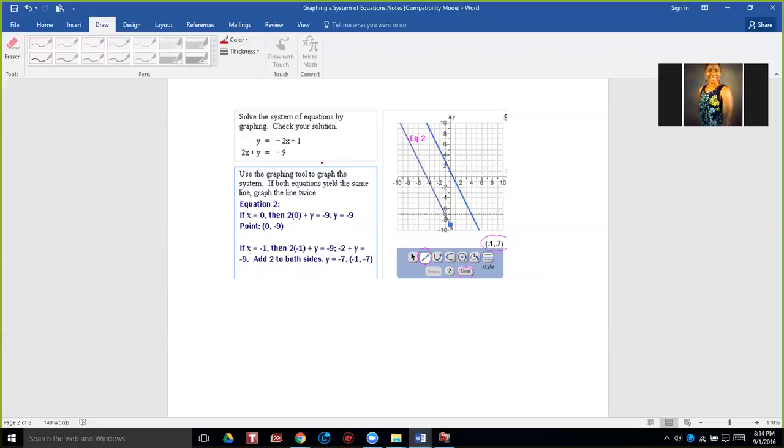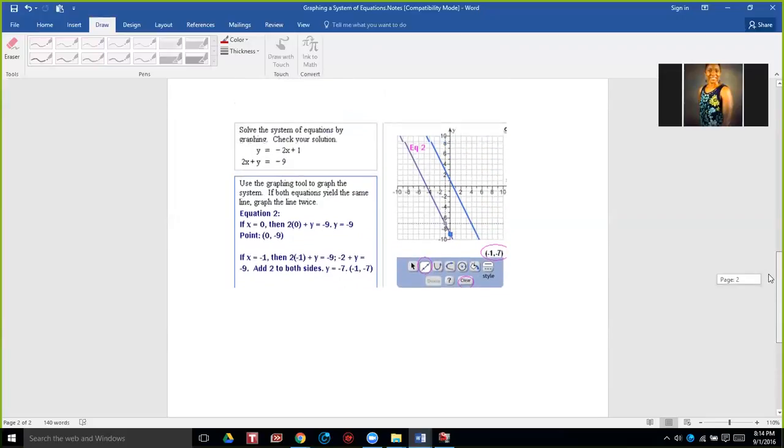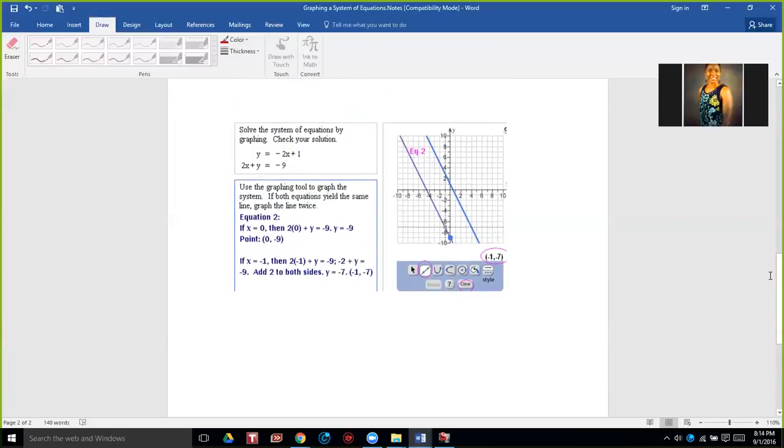Now we go to the line tool and plot the 2 points, (0, negative 9) here, and then (negative 1, negative 7). As soon as you click on the second one, it's going to automatically draw your line for you. As we can see here, we have a parallel system. That means that they do not touch, and therefore the solution should be no solution. All right, so you get parallel lines.